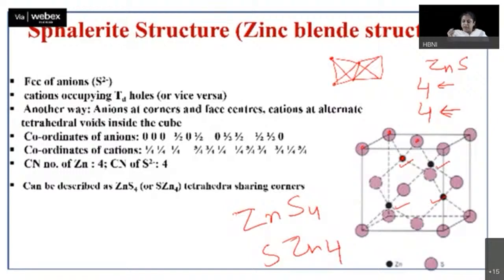You can easily see this if you try to imagine. Suppose this is one zinc and it is joined to this sulfur, this sulfur, this sulfur and this sulfur. Now, this sulfur is also joined to this zinc. Okay. So, 2 tetrahedra are actually linked by corners. So, it is a corner sharing 3-dimensional network of ZnS4 or SZn4 tetrahedra.